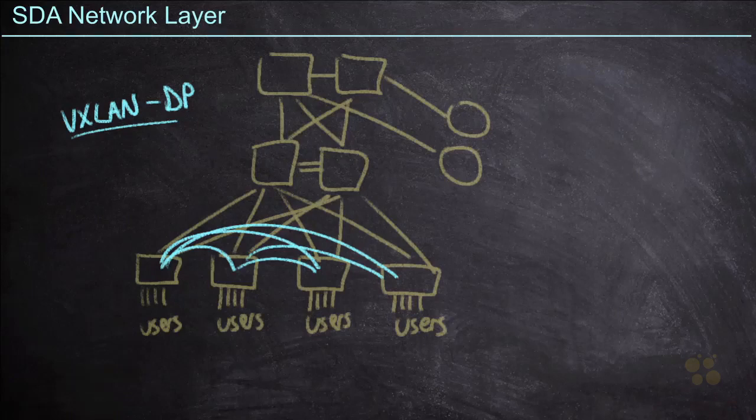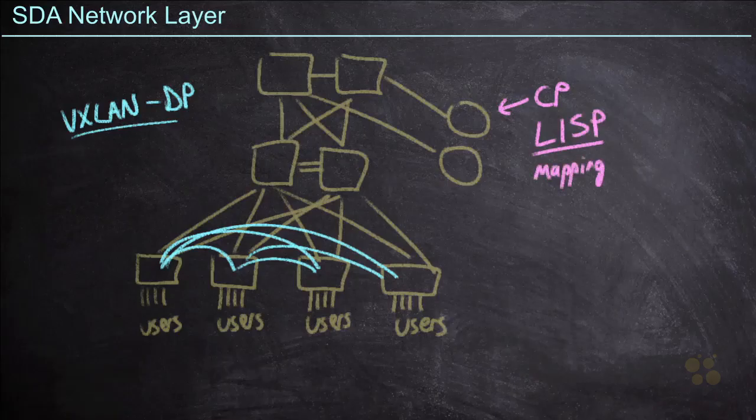Now, these VXLAN tunnels are great and all of that, but how do we know which VXLAN tunnel to use? Well, if you'll recall, we talked about these control plane nodes sitting out here. Maybe they're routers or switches that ideally are dedicated for the purposes of managing this control plane. And we are using a Cisco protocol called the Location Identifier Separation Protocol, or LISP. LISP is going to keep a mapping database of all of the endpoints that exist out there and which switch they're connected to.